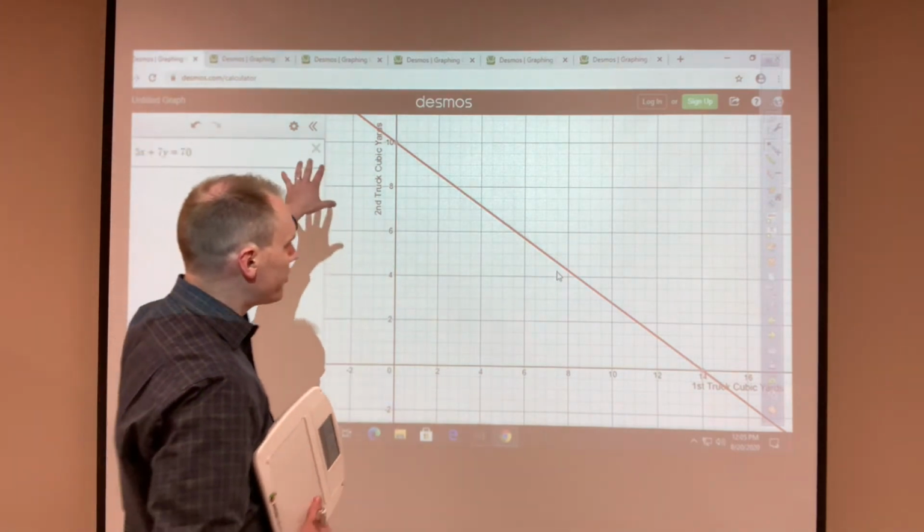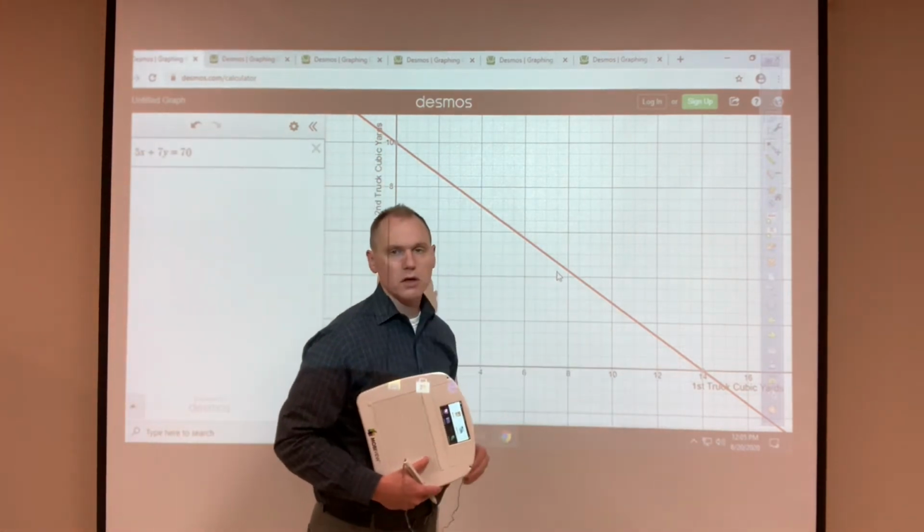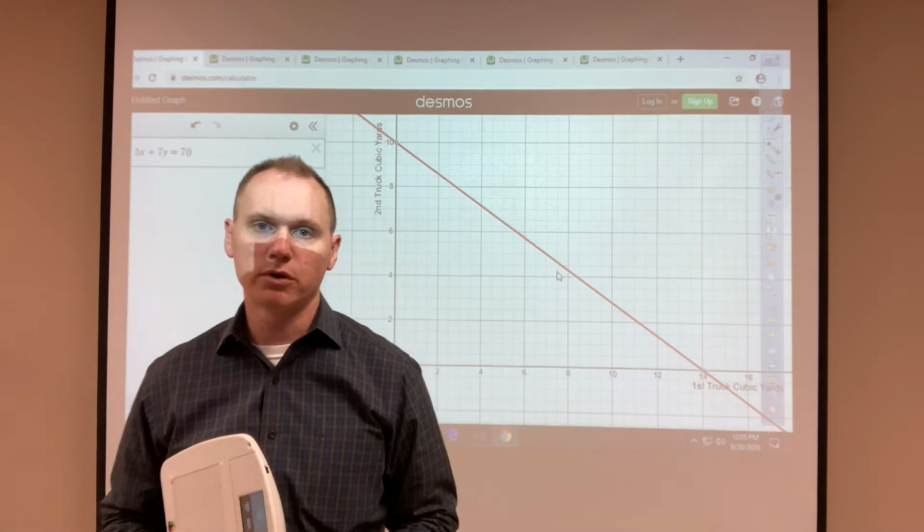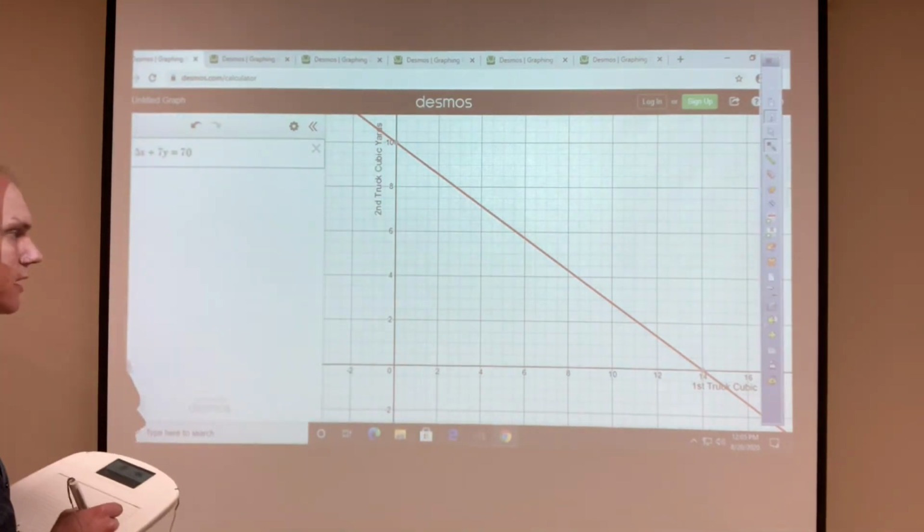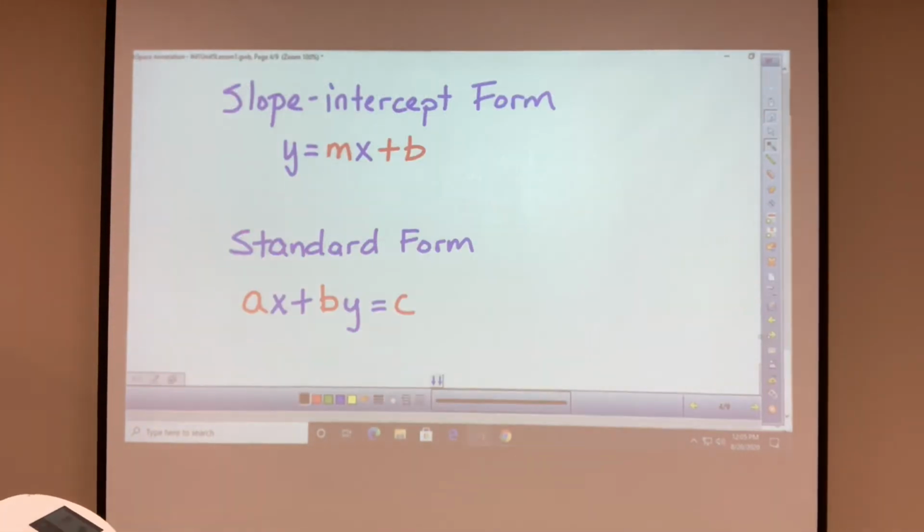And so these are all the possible values that the trucks could have taken per trip. All right, that's kind of what we're looking at here. All right, let's look at the next one.